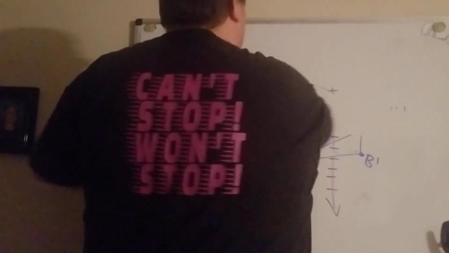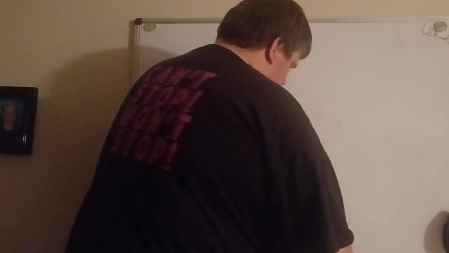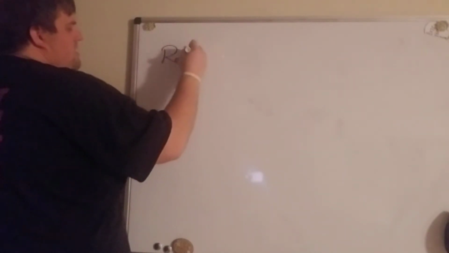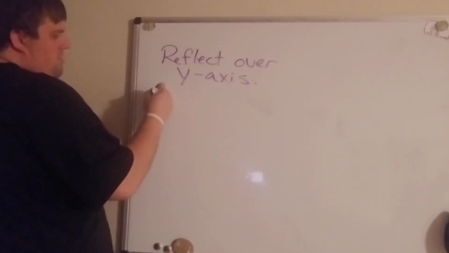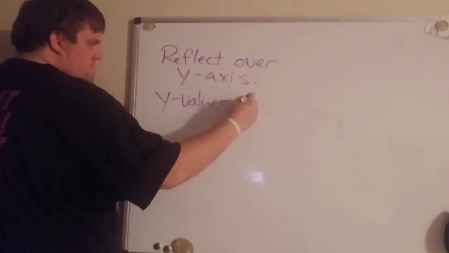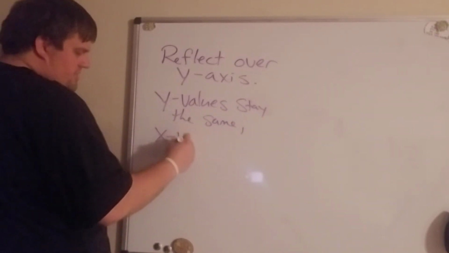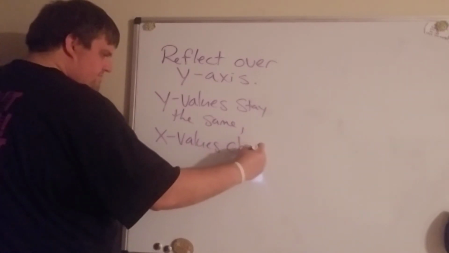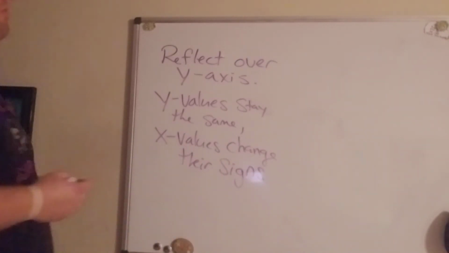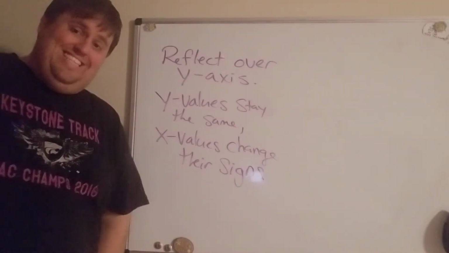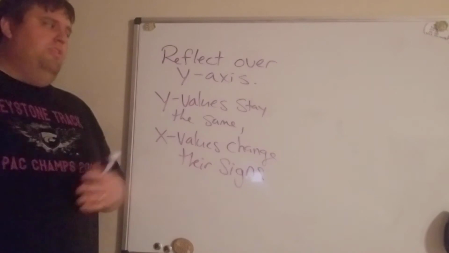Likewise, if you guessed it, if I reflect over the y-axis, the same thing kind of happens, right? So if I reflect over the y-axis, y values stay the same. X values change their signs. So the way I always remember it is whatever one you go over is the one that stays the same. Hopefully that can help you out because I feel like that's a pretty easy way to remember it. But whatever you go over, those values stay the same.